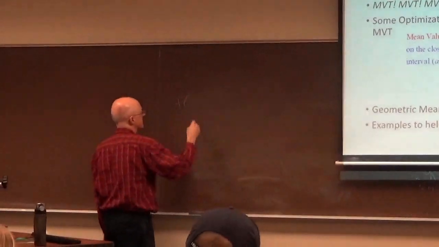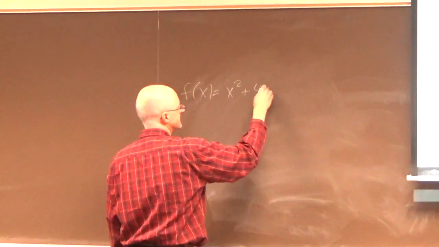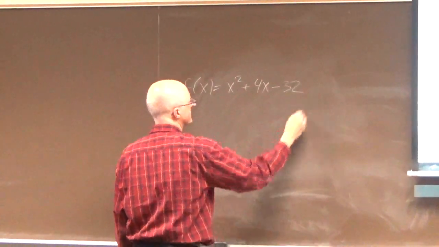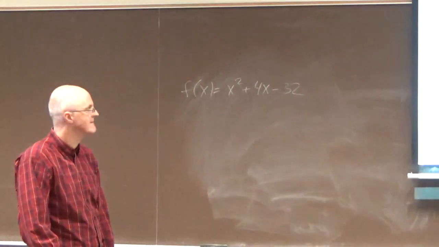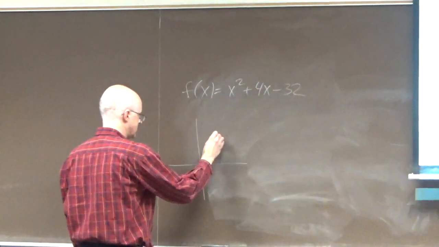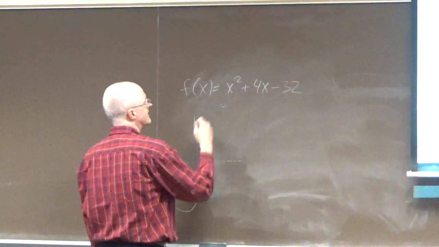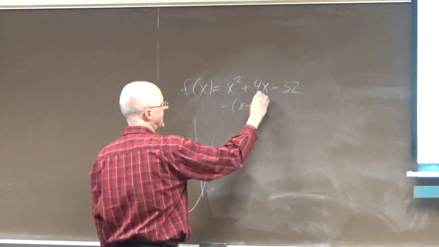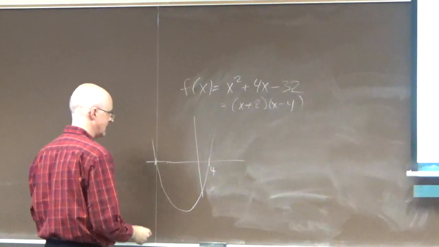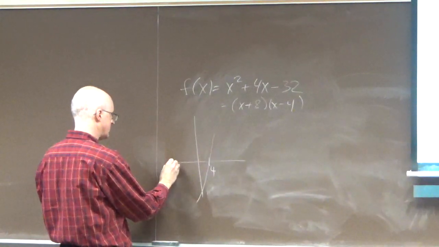An example with a formula. f of x maybe is a quadratic. x squared plus 4x, maybe minus 32 or something. That's a quadratic. Its graph is a parabola. It's going to look about like this. I made it so it's possible to factor as x plus 8 times x minus 4. Its x-intercepts are at 4 and negative 8. And that's not a very good drawing. 4 is there. Negative 8 would be about here.